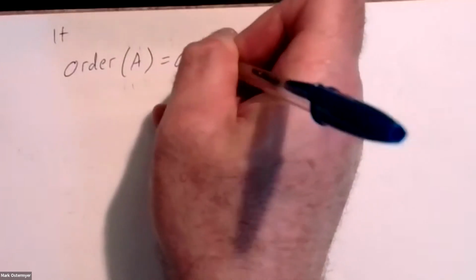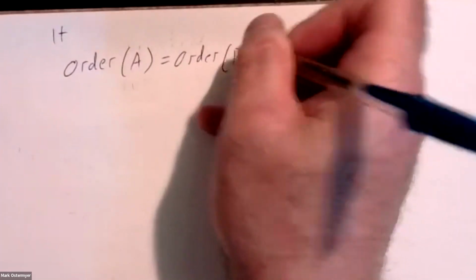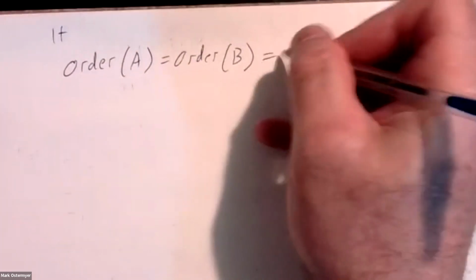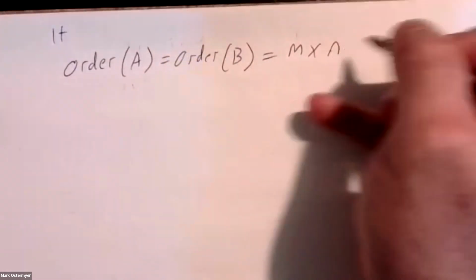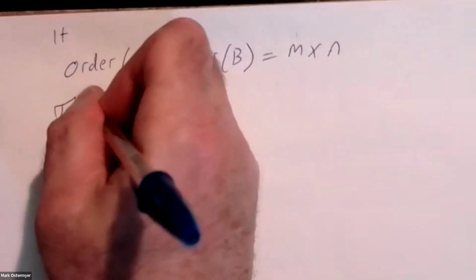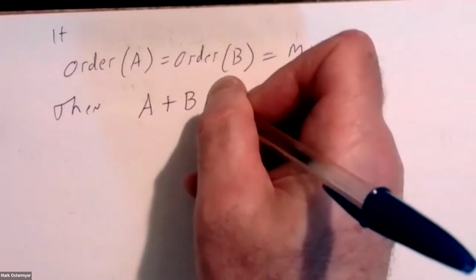And that kind of stands to reason why that must be the case. Intuitively it kind of makes sense. So if the order of some matrix A is equal to the order of some matrix B, and let's say that both these matrices are of the same order of m by n, then how do we actually add these matrices together here?